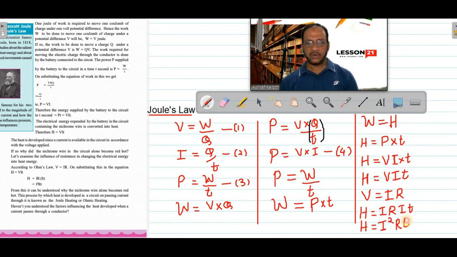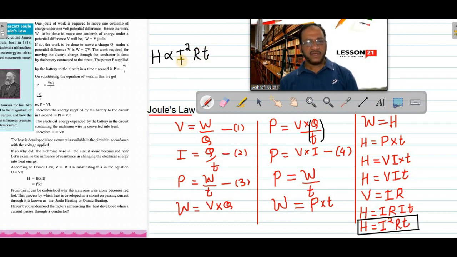This is Joule's law. It means that the heat energy produced in a conductor is directly proportional to the square of the current and directly proportional to the resistance and also the time of flow. We can write Joule's law mathematically like this. According to Joule's law, the heat energy developed in a conductor H is directly proportional to the square of the current flowing through the conductor into the resistance of the wire into the time of flow.